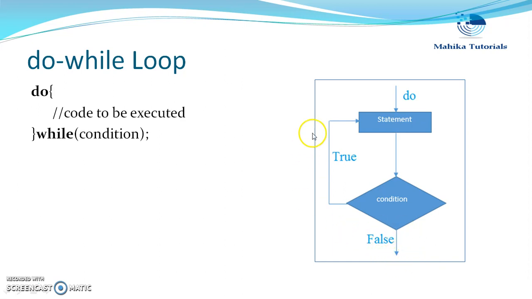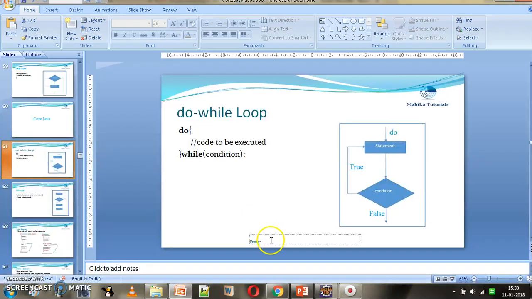Okay. But the important point to note over here is that the statements given within the do body will be executed at least once even if the condition is false initially. Why? Because first the statement is executed and then the condition is tested. So irrespective of whether the condition is false or true initially, anyhow control will go inside the do body. We can understand it better by taking an example in Eclipse.